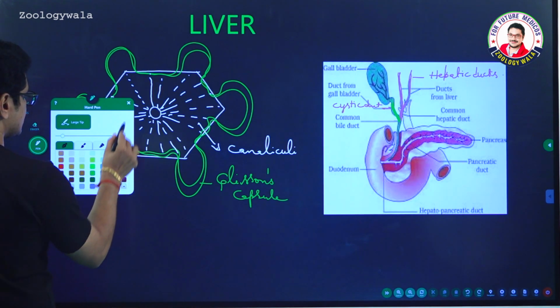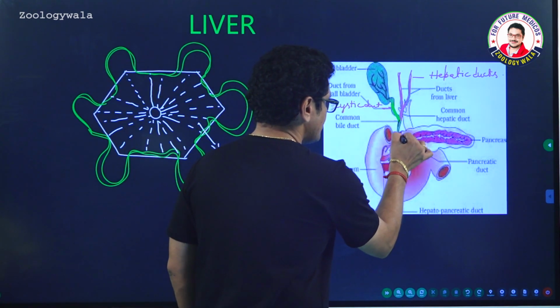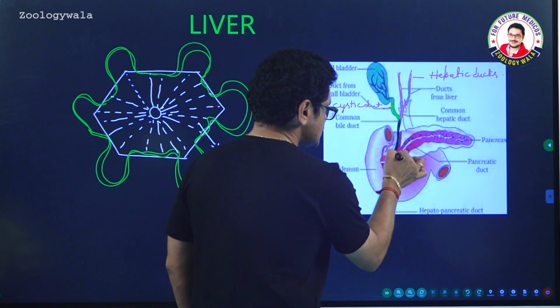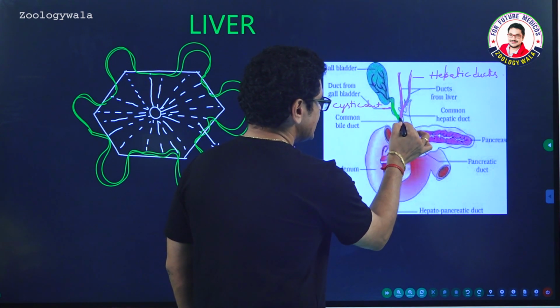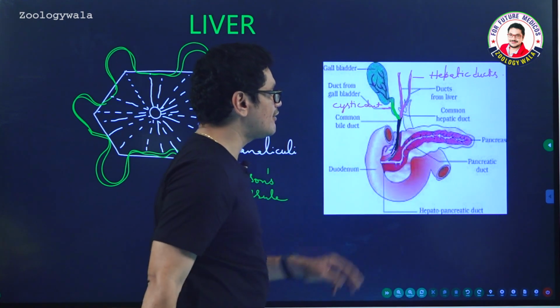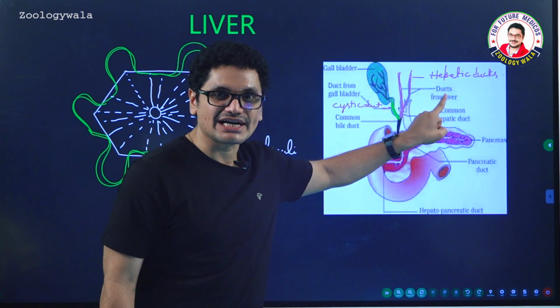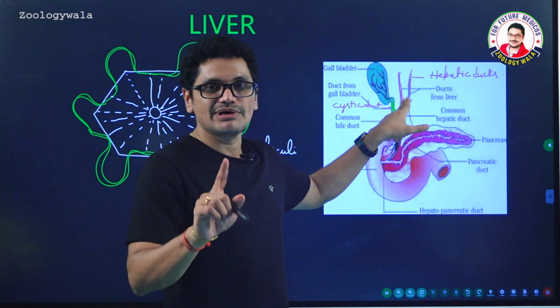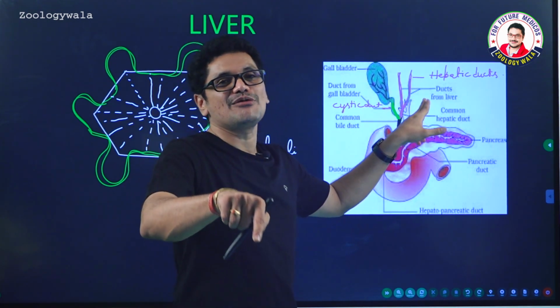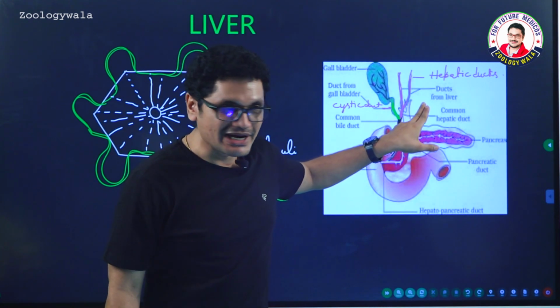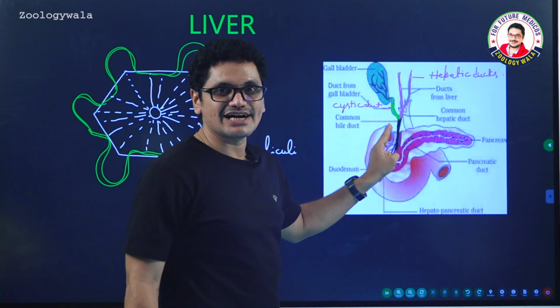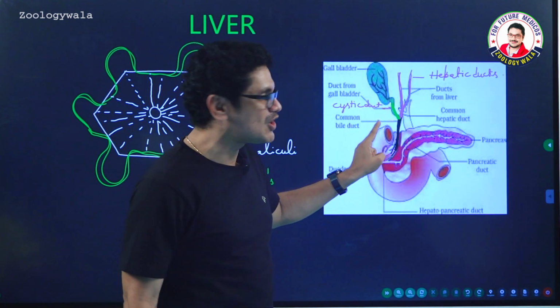I will change the color. Both will combine to form this one. This is common hepatic duct. Here I have represented three colors. The brick red color one is nothing but the hepatic ducts. Two hepatic ducts combine to form common hepatic duct. I have represented common hepatic duct also with the brick red color, and the green color duct is nothing but the duct which is coming from gallbladder.